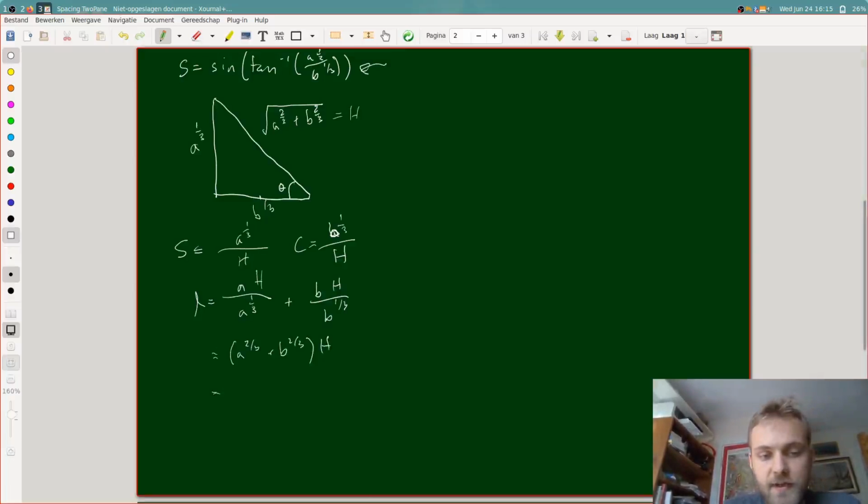And now remember, H is the square root of this. So the end result is that L equals A to the 2/3 plus B to the 2/3, all to the 3/2. And now, this is kind of why I wanted to do this problem, because what a weird answer. You never see anything raised to the 2/3. And just the fact that you have this sort of weirdly symmetric answer, I think is pretty cool.